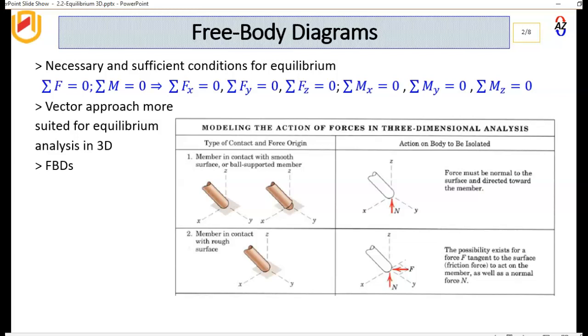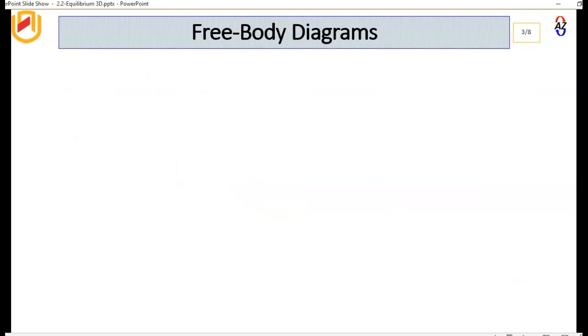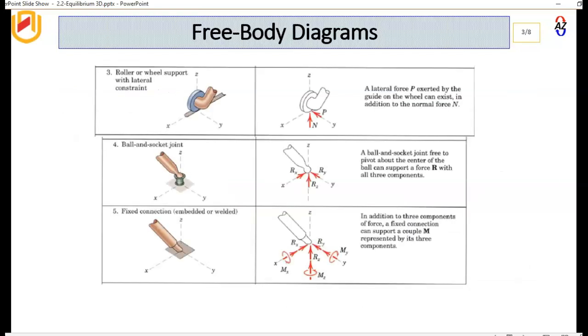Now let's look at free body diagrams and how we can draw them for particular situations. For example, if we have this body here, a member in contact with a smooth surface or a ball supported member, then we just put the reaction force N in this case. If it is a round surface, then we put the reaction N and also the frictional force F. If it's a roller or wheel support with a lateral constraint, then we have our normal force N, and then for the lateral constraint we have to put our reaction force in this direction here.